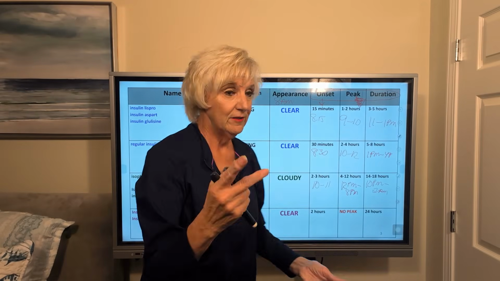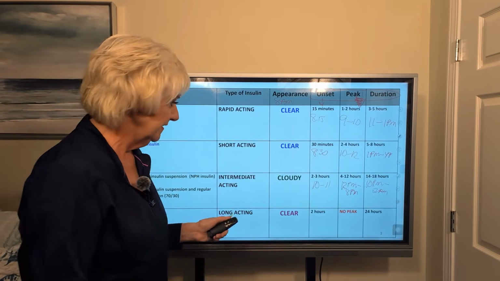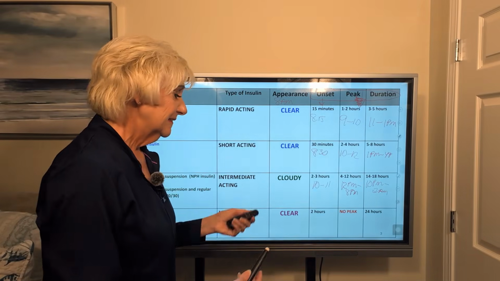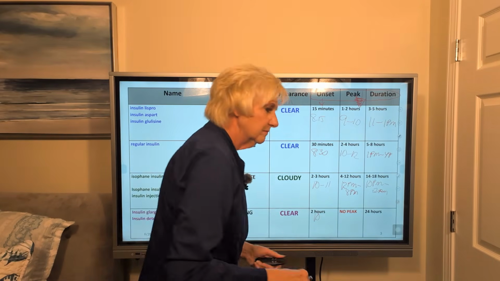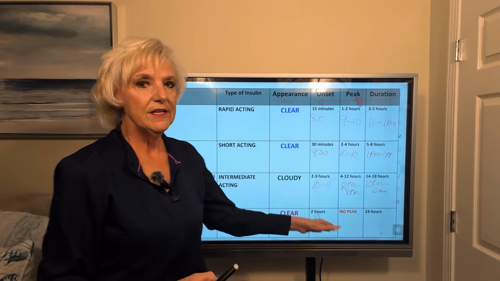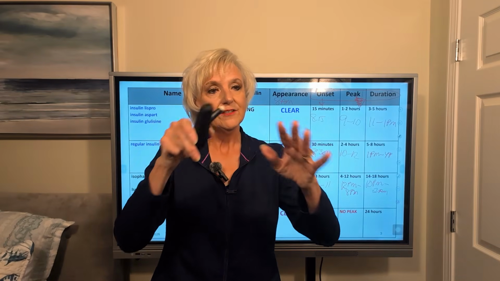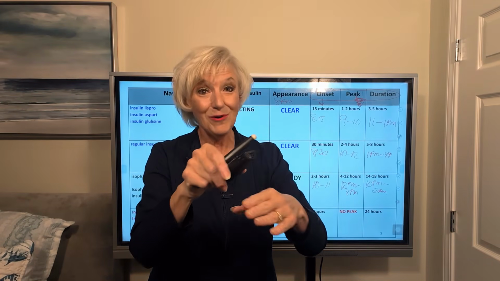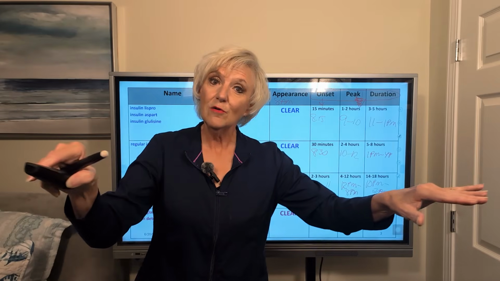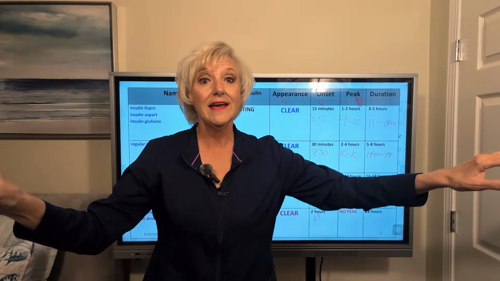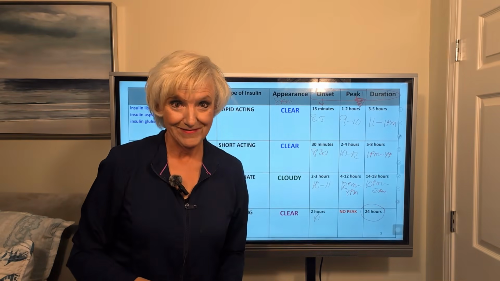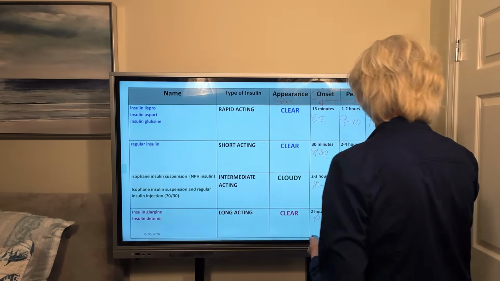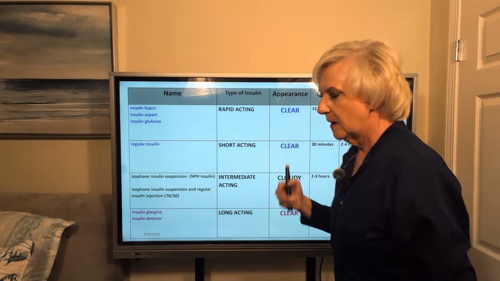Okay. Now the final one is our long-acting insulins. And if I give it at 8, it shows up to work about 10 o'clock in the morning, but there is no peak at all. It's just there saying, hi, I'm here to lower your blood sugar, and I'm going to slowly lower your blood sugar throughout the day, and I'll do it all day long. And that's long-acting insulin.